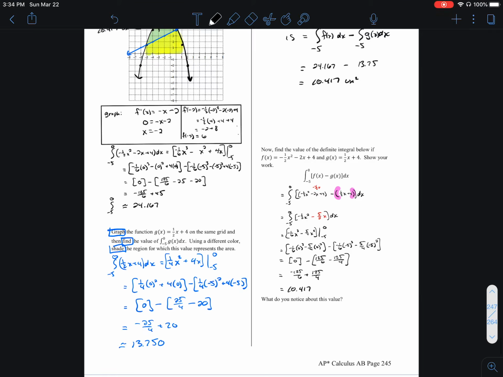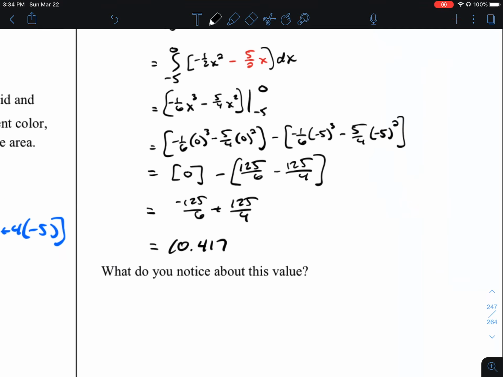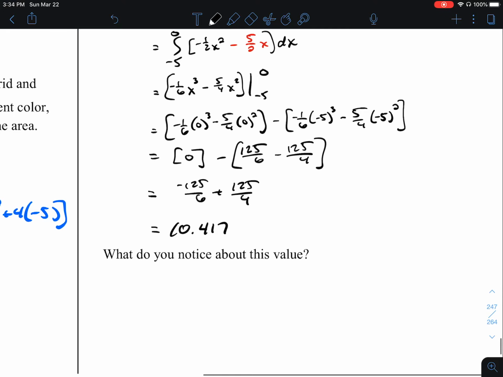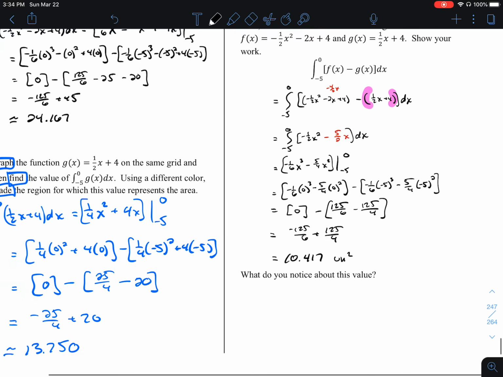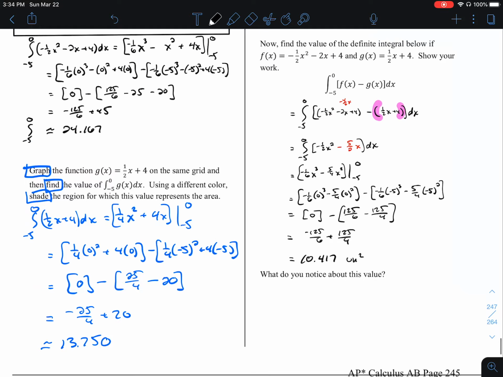Notice how that is the same answer that we got previously. Coincidence? I don't think so. What do you notice about this value? Well, it's the same value that we got before. That's what I notice. So this is the process that you use to find the area between two curves. Simple. Lovely.